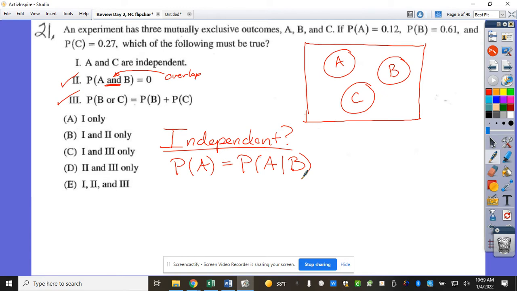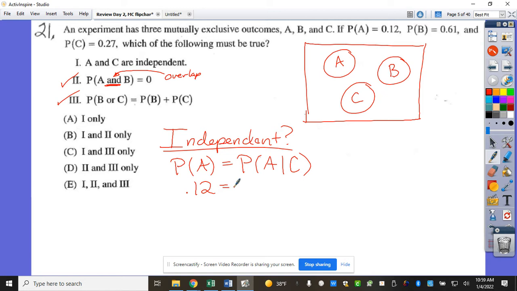Now, I should have done A and I'll switch my letters. I can do A and C up here and just switch this to B, C. What is the probability of A, given this problem? 12.